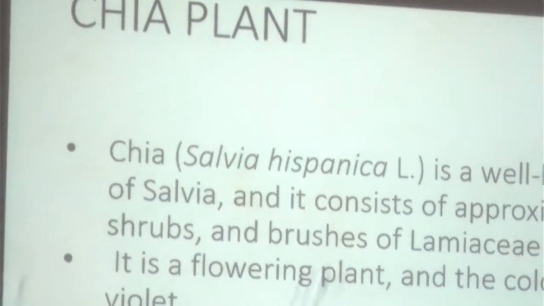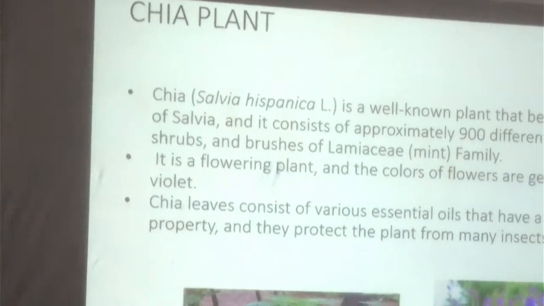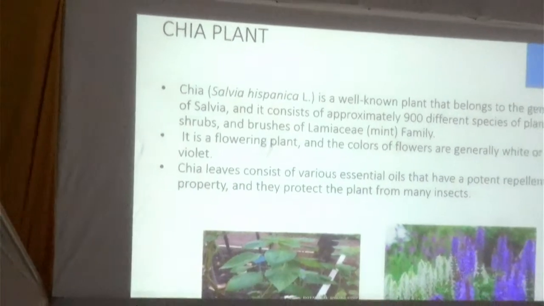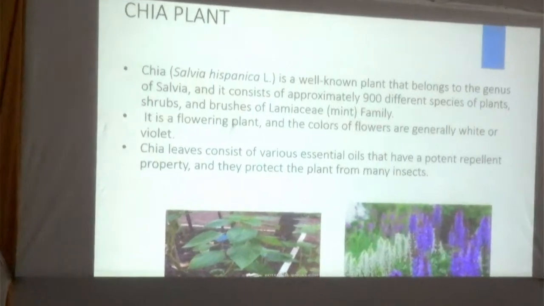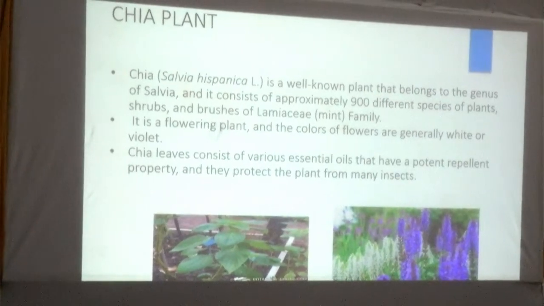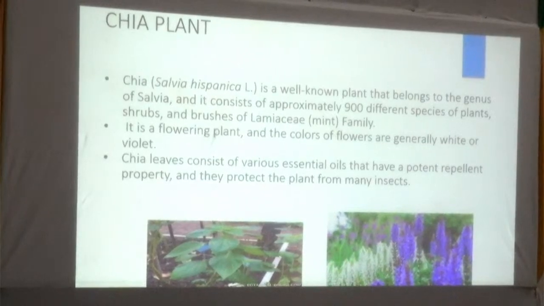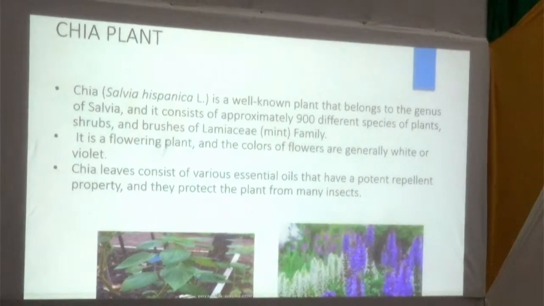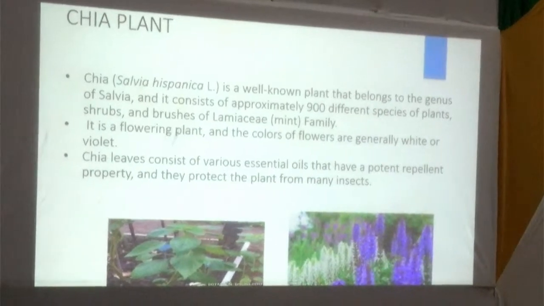So we go to the wonder plant, the sleeping beauty, chia plant. So chia, also known as Salvia hispanica Linnaeus, is a well-known plant. And it's basically classified in the mint family. It is a flowering plant. The flowers can either be white or violet. It has been reported that chia leaves consist of various essential oils that have a potent repellent property, and they protect the plant from many insects, which is actually what we want to explore in this investigation. Although it's not only the leaves, you're going to subject other parts like the root bark.